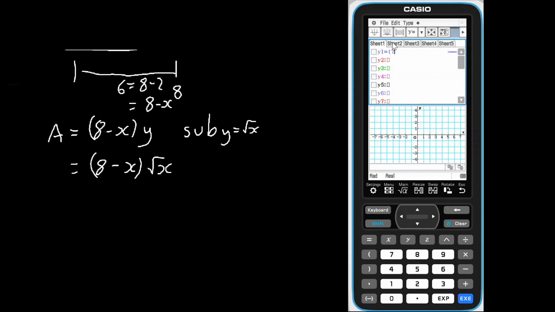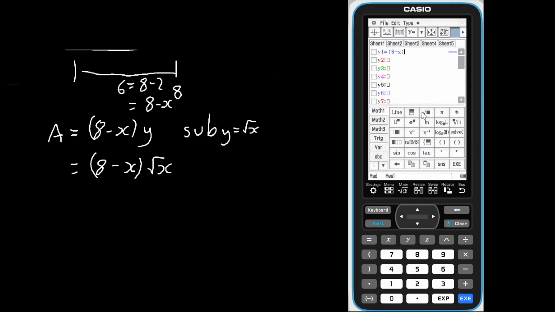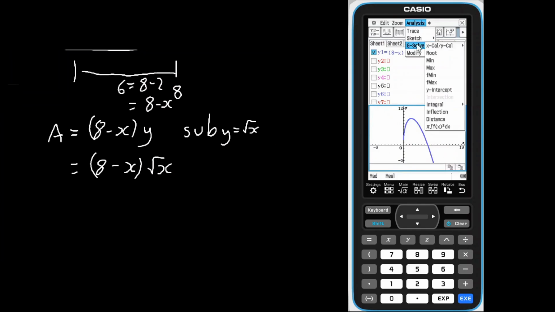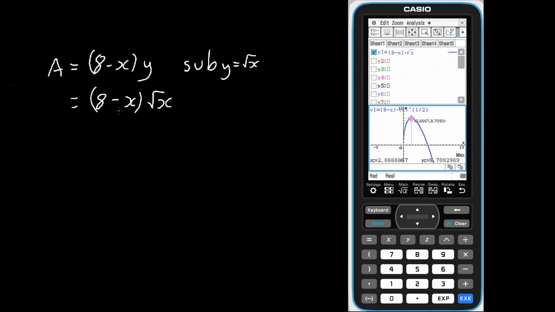Let's plot in our values here, that's x, and we can zoom out. Cool, so then we can find the maximum. We go to analysis, G-Solve, max, and that's our maximum there. So we can say for method 1, which is probably not going to get you the most marks, but it's just a good idea to check yourself. So, graphing method.